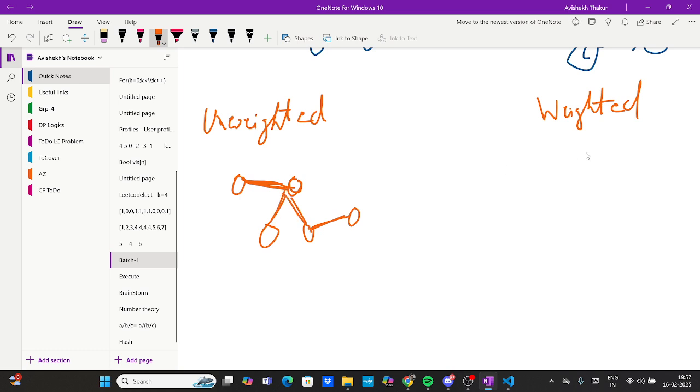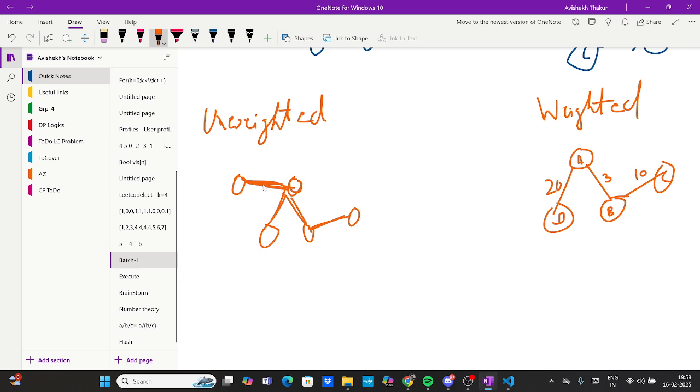But in the case of weighted, you have something like this: for each edge, let's say if you're going from A to B, it will cost you 3 rupees. Let's say if you go from B to C, it will cost you 10 rupees. If you go from A to D, it will cost you 20. So whenever an edge has some kind of cost, you associate that as a weighted graph.